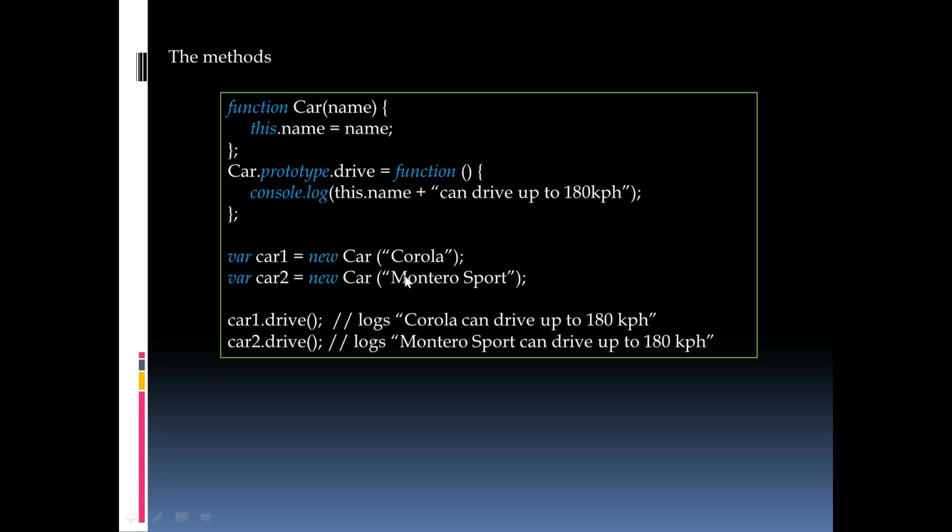So let's call again the car while using Corolla. If we state that car1.drive, make sure that this has a parenthesis, it will log Corolla can drive up to 180 kph. The same thing with Montero Sport. Make sure that this open-close parenthesis is here, because if it is removed or it's not there, it will be undefined.